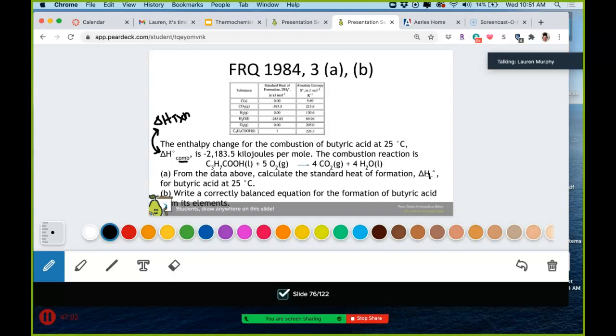And then it says, from the data above, so that's this data table right here, calculate the enthalpy of formation. So this is just like we did in the last problem for butyric acid. And the reason that I can do this is because they gave me the enthalpy of the reaction right here. So if you look at this chart, you see this D. That D stands for delta. And remember, delta just means triangle. So they're literally saying triangle H, okay?